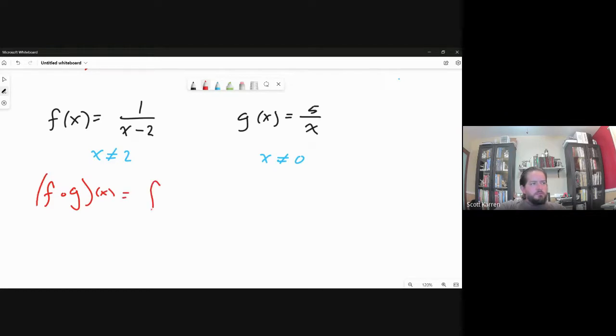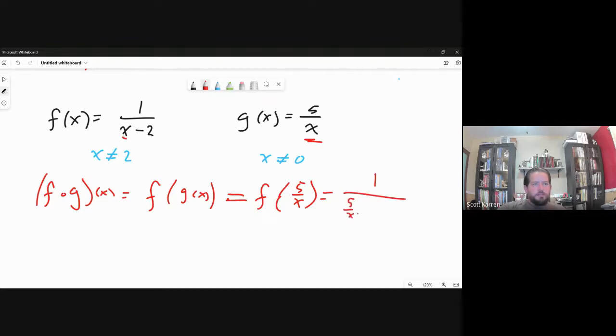And again, just for illustrative purposes, that is f evaluated at g of x, which is to say it's f evaluated at 5 over x, right? These are all equivalent representations, but that's just taking 5 over x, which is g of x, and plugging it into the x value here. And so I get 1 over 5 over x minus 2.